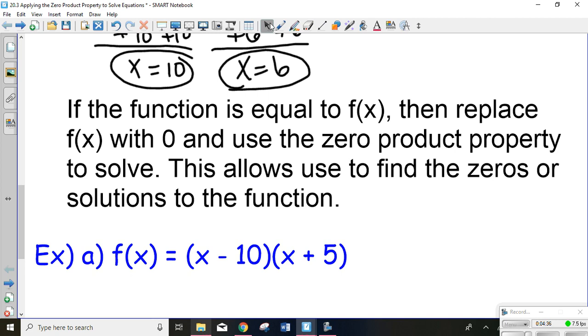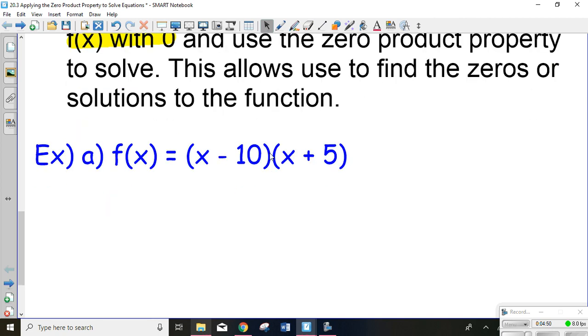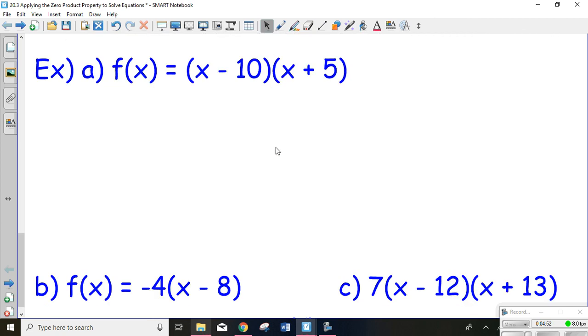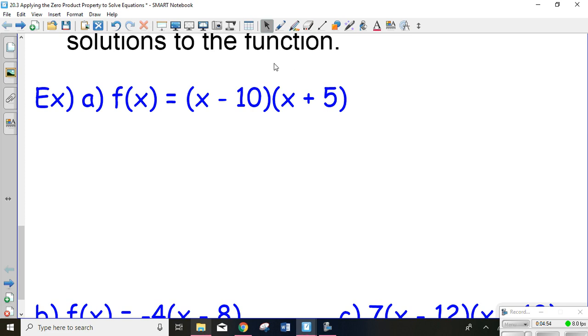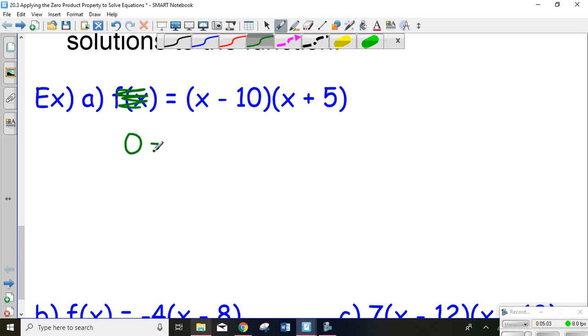Sometimes these problems are written with f of x instead of set equal to 0. What this next statement is saying is that I just want to replace the f of x with 0, and then use the zero product property like I just did above. So if I look at this one, f of x equals x minus 10 times x plus 5, I'm just replacing this f of x and putting 0 in its place. And so then I really have 0 is equal to x minus 10 times x plus 5.